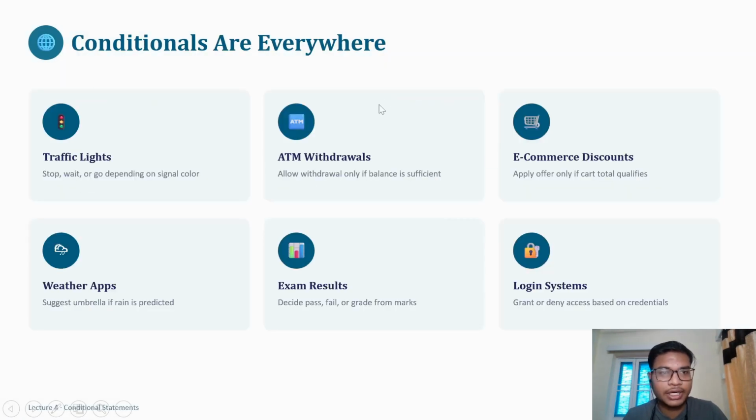So let's move forward to how conditionals are everywhere. In traffic lights: stop, wait, or go depending on signal color. In ATM withdrawals: allow withdrawals only if balance is sufficient. In e-commerce discounts: apply offer only if cart total qualifies. Weather apps suggest an umbrella if rain is predicted. In exam results, decide pass, fail, or grade for marks. In login systems, grant or deny access based on credentials. So this is how conditional statements are everywhere in real-world examples.